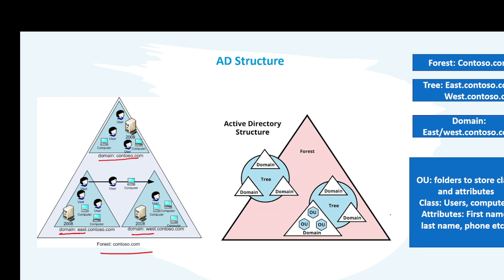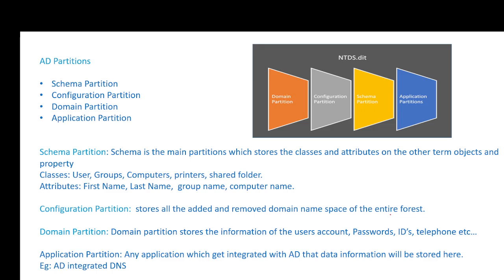OU means a folder structure where you can store your classes and attributes. Classes means your username. Attributes means the properties of it. If you take your username as Narendra, you have your first name, last name, and mobile number; all those things are the attributes. So this is the AD structure.